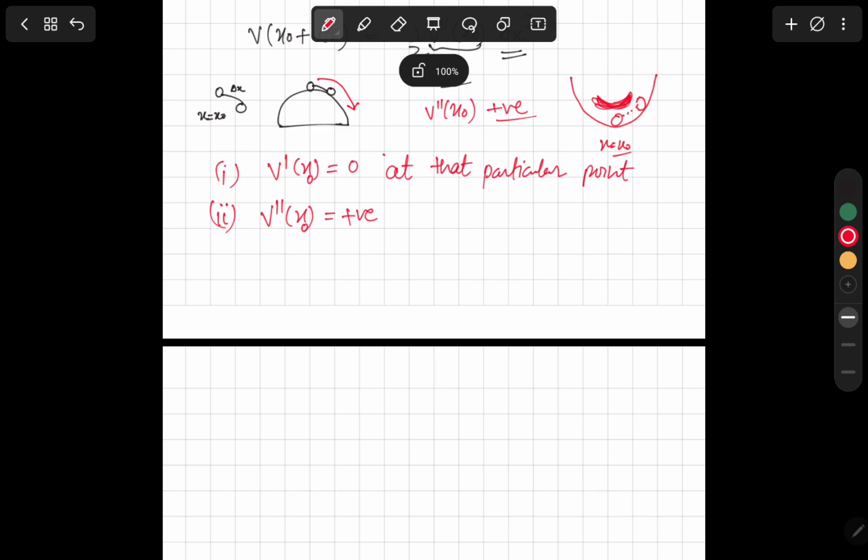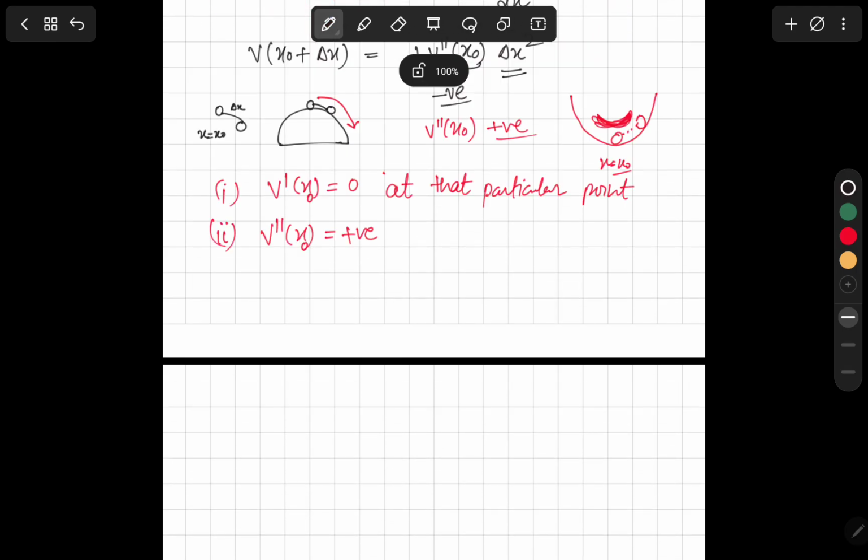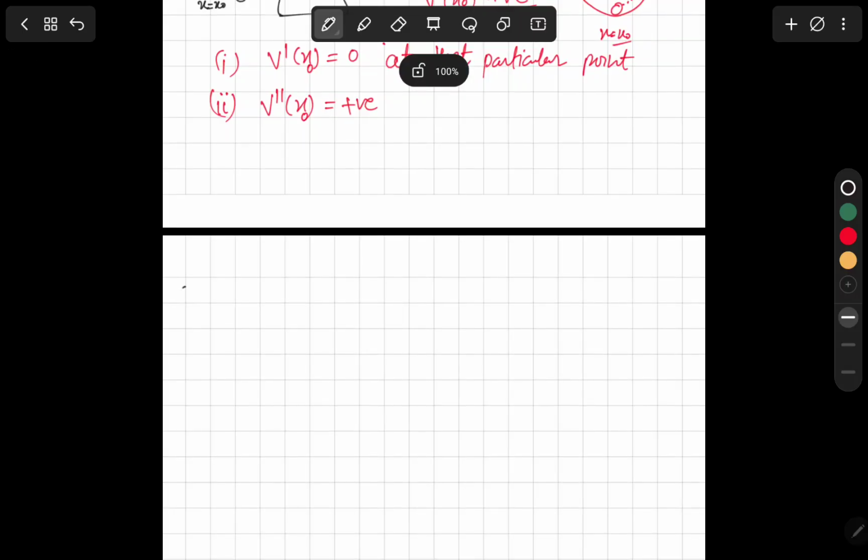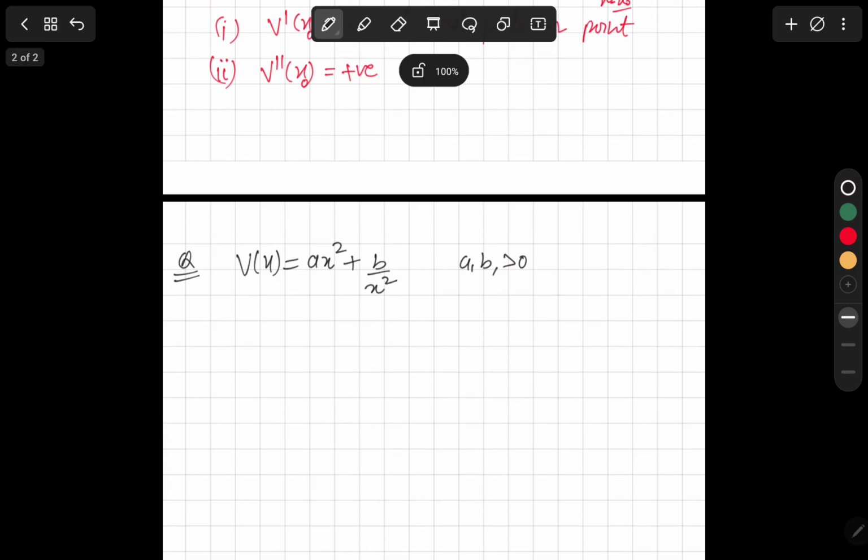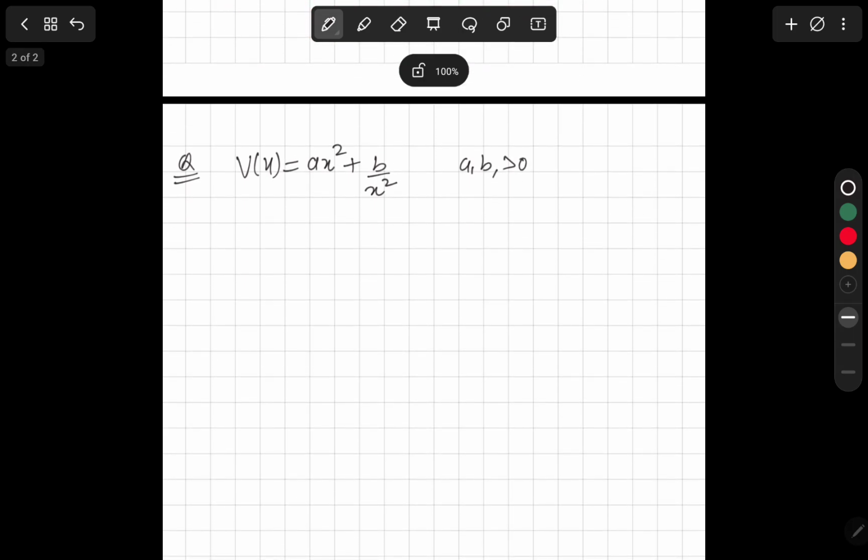Now let us try to understand it more in depth with the help of some problem. Suppose that we have a particle of unit mass which moves in a potential given by v of x equal to ax square plus b upon x square, where a and b are positive constants. We have to find out if this system will perform a small oscillation about any given point, and if it does so, then what will be its angular frequency. Let's see.